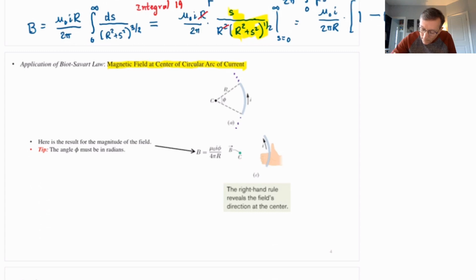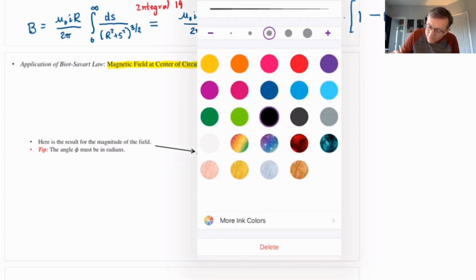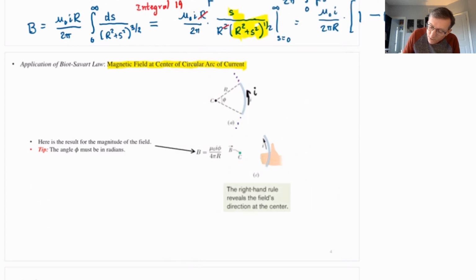And in that arc, there is conventional current I flowing upward. And then C marks the center of curvature, the center of what would be the circle if that were a complete circle. One important quantity there is the radius, which is the distance from the center of curvature to the wire. We'll denote that big R. And the other thing is the total angle phi formed from the two ends of the arc.